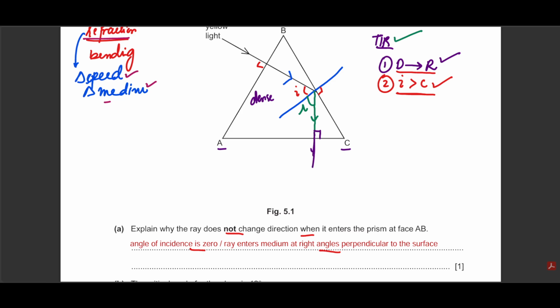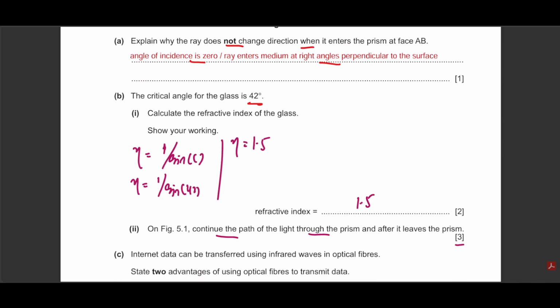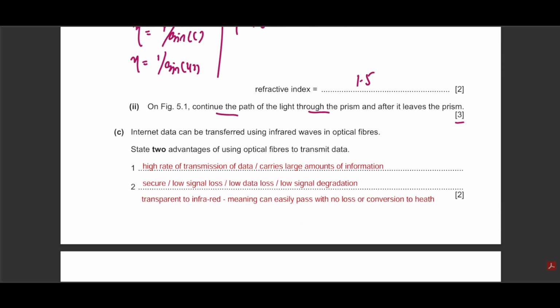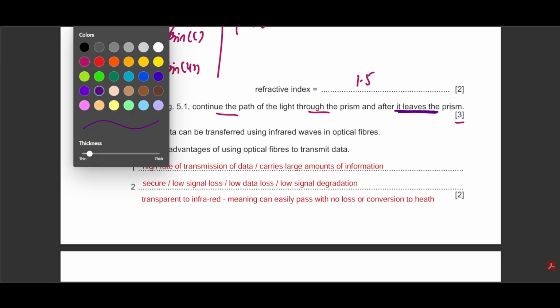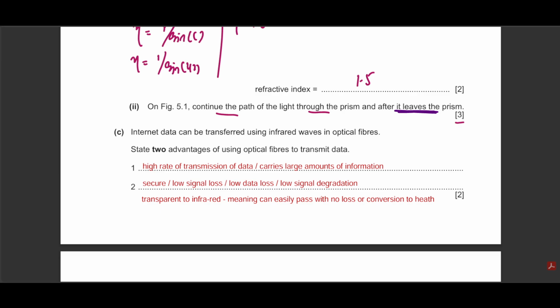So at this point, it will, of course, exit the prism. This is exactly what he asks us to do: continue what you think should be done until it leaves the prism. So that is how it's going to be.